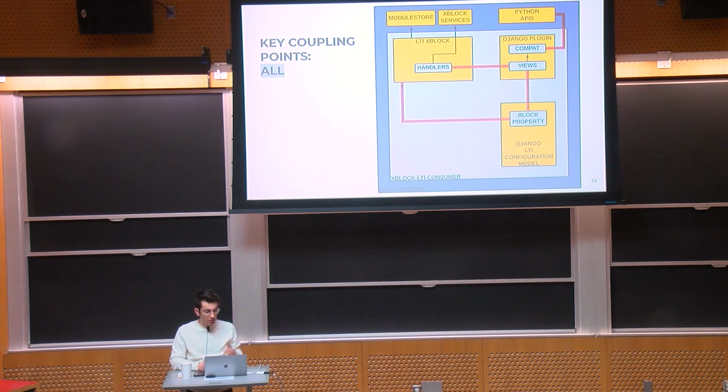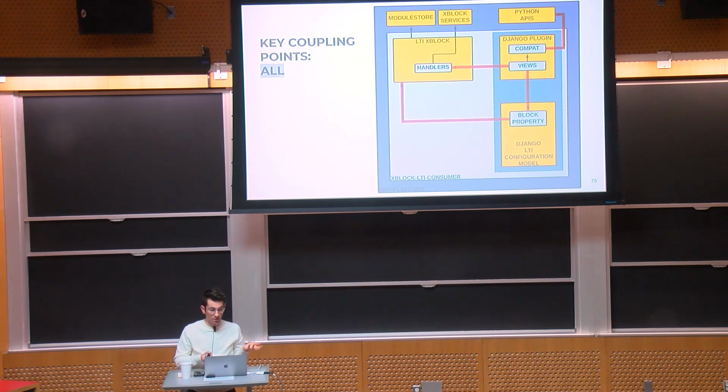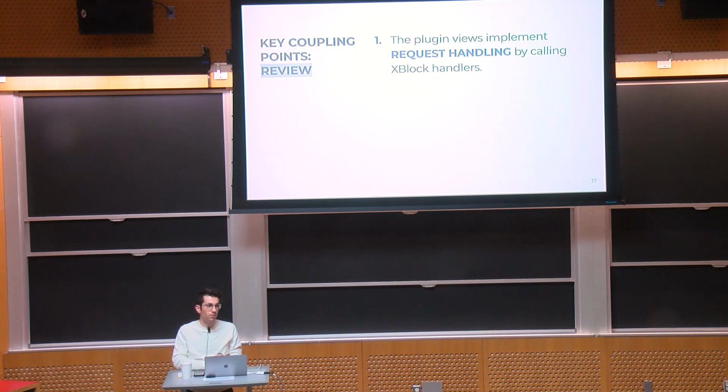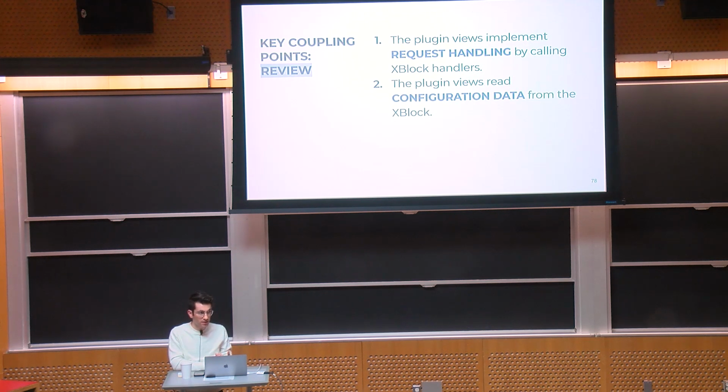So as a summary, these are the 3 coupling points we worked on fixing. And if you overlay that rectangle again, you'll see that the direction of the arrows is going from this core library in the opposite direction that we want, to the XBlock, to the module store, to the Python APIs. So as a quick review, 3 key coupling points are request handling, configuration data, and contextual data.